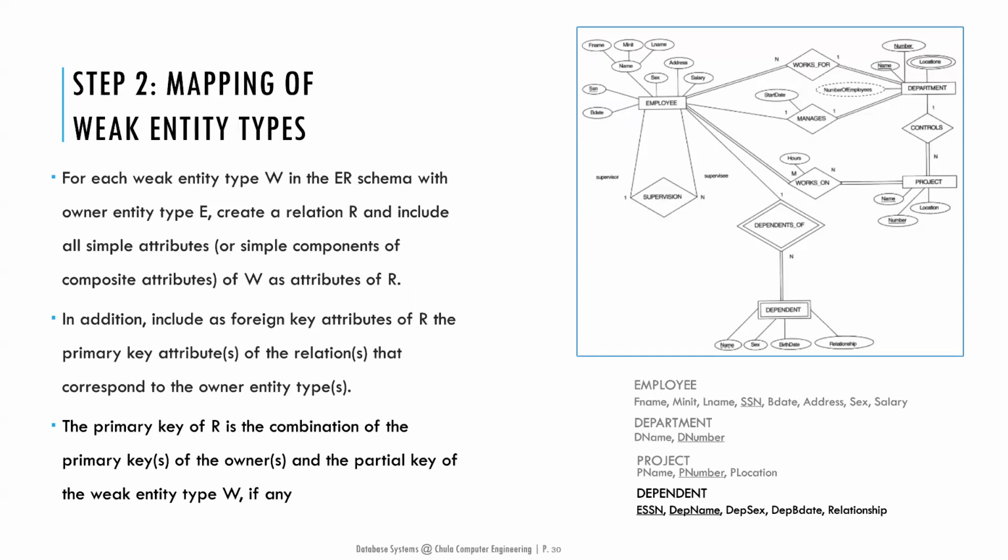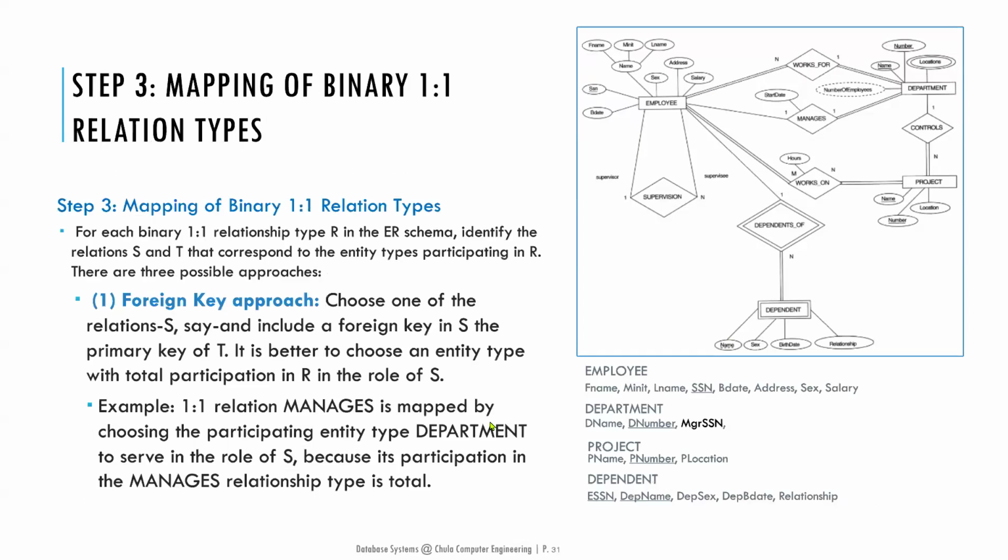The second step, we do the weak entity type. So the weak entity type is identified by the double rectangle here. What we do is that we create a new relation and include all the attributes from that entity. And then we take the key from its owner to include as part of the composite key. So the composite key is composed of the partial key from that relation plus the primary key from the owner relation. All right.